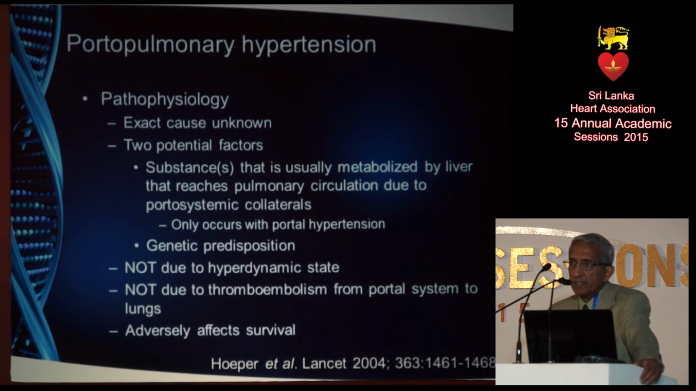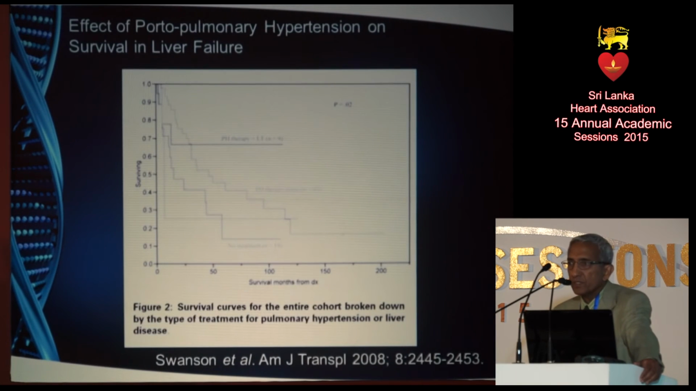It tends to definitely adversely affect survival. So this graph shows the survival in people with portopulmonary hypertension. What is known is the ones who don't get any treatment have the worst survival, but treatment of either the pulmonary hypertension part or the liver by liver transplant both don't tend to help the survival that much. Concomitant treatment of both these conditions is needed to really benefit survival over time.